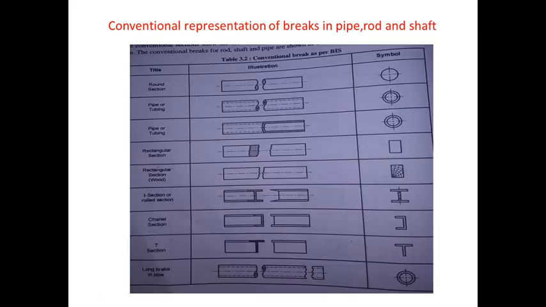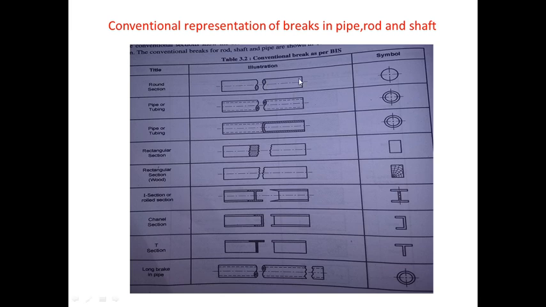Now, conventional representation of breaks in pipe and rod. Consider that you have a rod of length 1 meter or 2 meter. It will not be possible to represent the rod on the drawing sheet with actual dimensions as the diameter is very large or the length can also be large. So in order to avoid this problem, we represent the same pipe or rod or shaft by using conventional symbols. First you can see the round section.